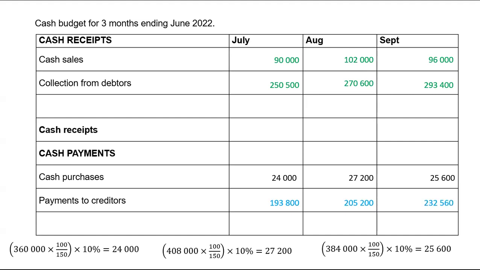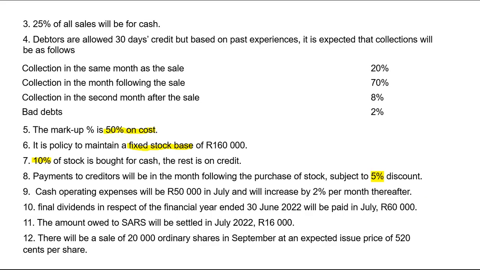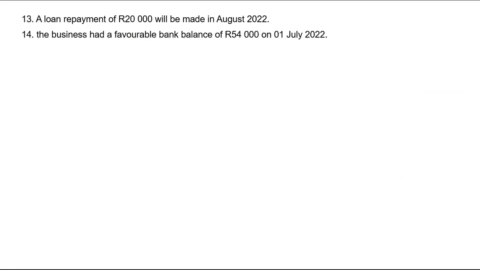Alright. You can complete the cash budget and check out the next video as I finish it off. Okay, we have done up to 8. You can do 9, 10, up to 13. Please note that your opening bank balance for July will be 80,000.